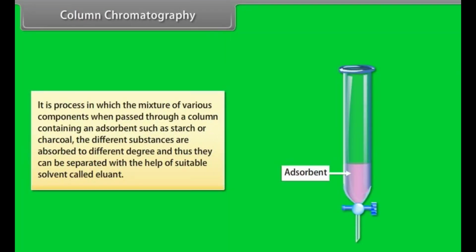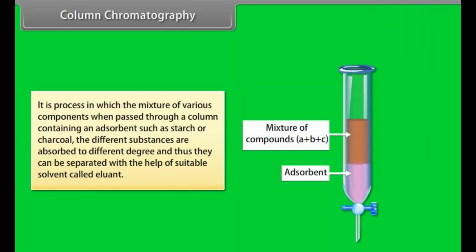Column chromatography. It is the process in which a mixture of various components is passed through a column containing an adsorbent such as starch or charcoal. The different substances are adsorbed to different degrees, and thus they can be separated with the help of a suitable solvent called an eluent.